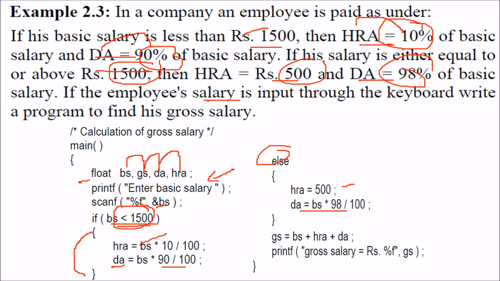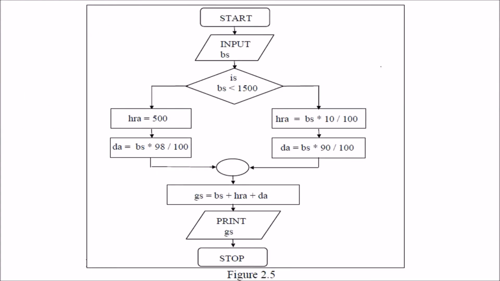And whatever comes, you have to compute the gross salary using BS plus HRA plus DA and you just have to print. So what is happening here is, you want to do something. Is BS less than 1500? If it is less than 1500, this is the yes condition. So this goes under if true.